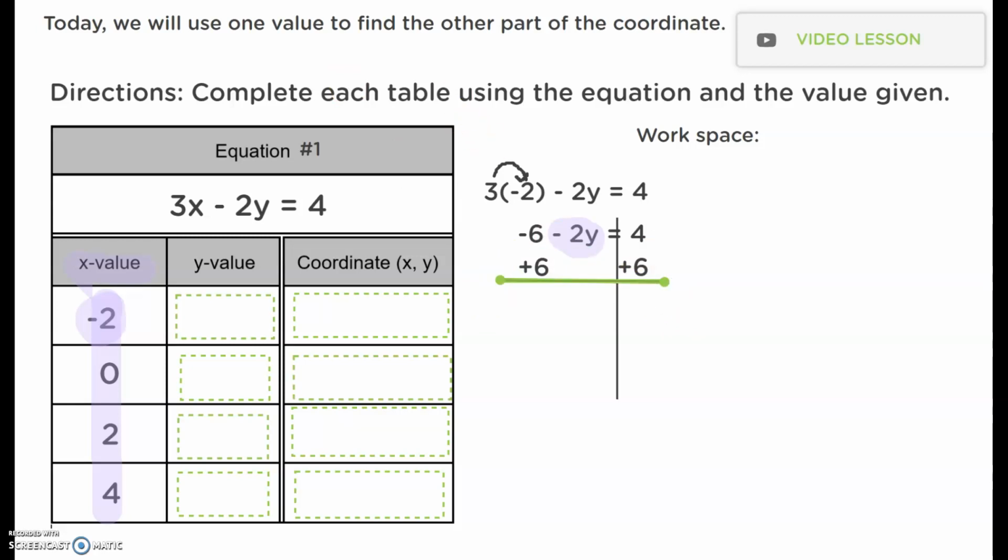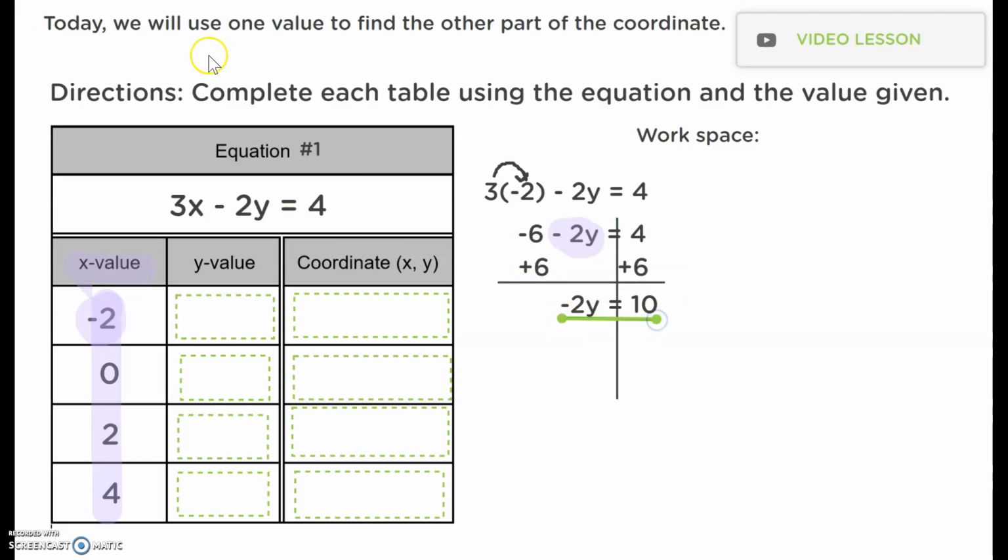Once I add 6 on both sides, -6 plus 6 makes 0. I'm left with just a -2y on the first side, and I'm calling it negative because it was being subtracted. Something that's being subtracted has a negative value. And then for this side, I'm going to put 4 and 6 together to make 10. We're getting closer to the answer. I want to know exactly what y is, so I'm going to divide by the -2.